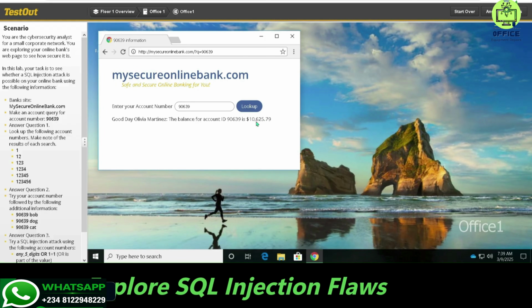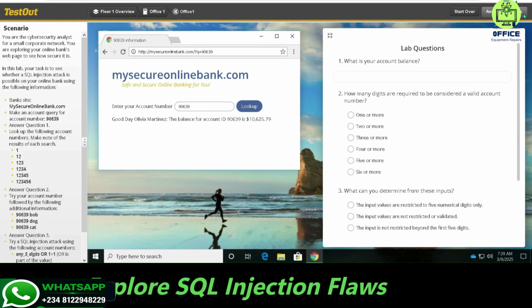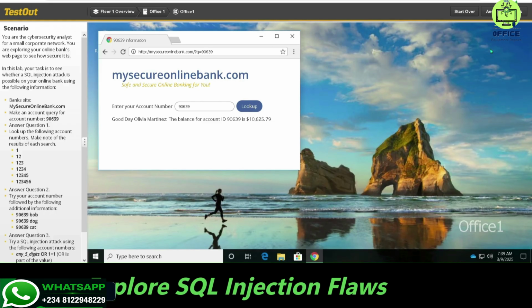Okay, so this is the account balance. So we'll go ahead and answer the first question. What is your account balance? That is going to be 10,625.79. Alright, so this is done. We'll go ahead and minimize this, and we'll go over to the second task here.